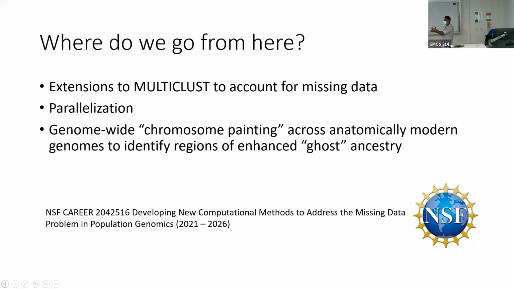So what I'm developing now are statistical methods to account for the presence of missing data while estimating population structure from these genetic data, which is pretty cool. I'm also working on, like I said, parallelizing this method as well. So it's already pretty fast, but I'm parallelizing it.